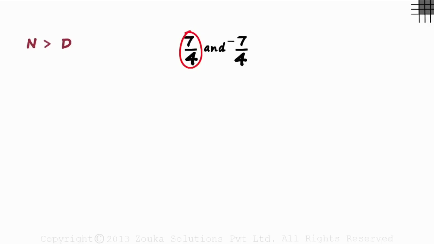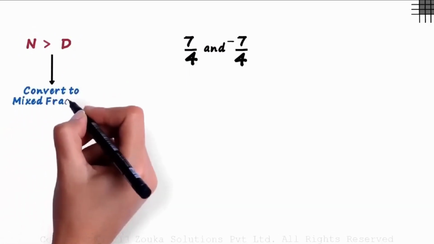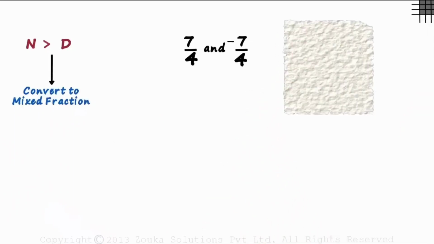The first step in such kind of problems where the numerator is greater than the denominator is to convert it into a mixed fraction form. You would have learned this in your earlier classes, but let me quickly show you how.